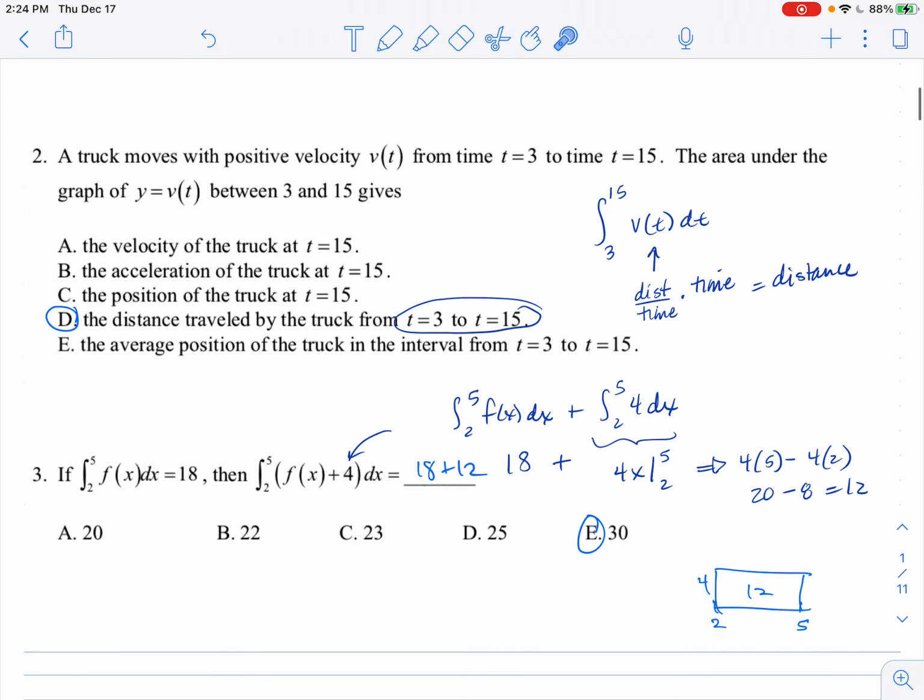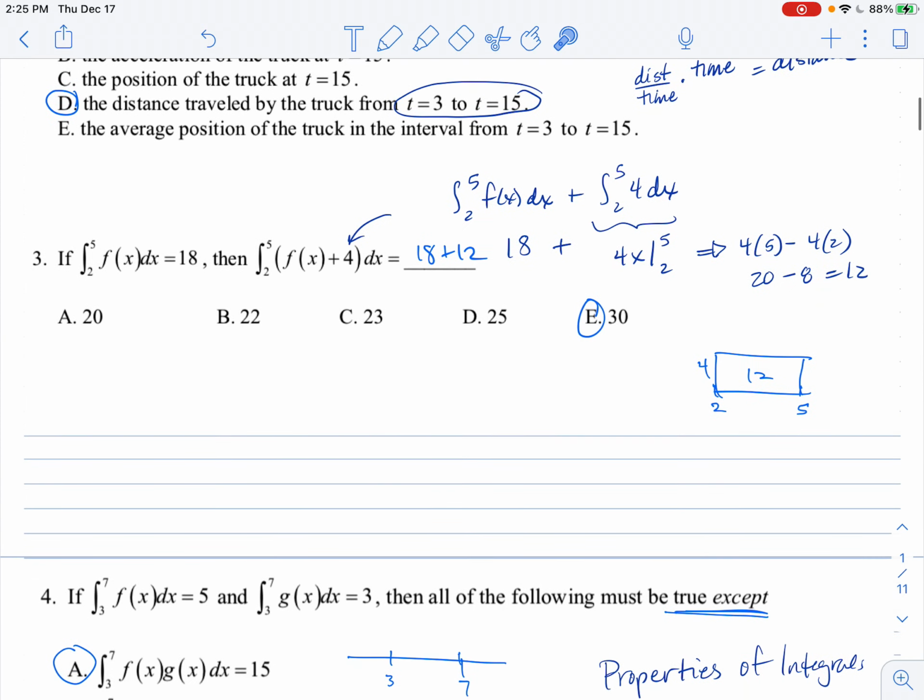Number 2, we have a truck that moves with positive velocity v of t from time 3 to 15. The area under the graph y equals v of t between 3 and 15. Okay, well, if we think about this integral from 3 to 15 of v of t dt, the units of v of t are distance over time. And of course, dt is your change in time. So your time cancels and you're left with distance. So we're looking at the total distance traveled from 3 to 15.